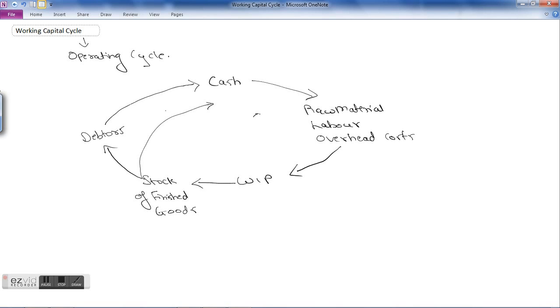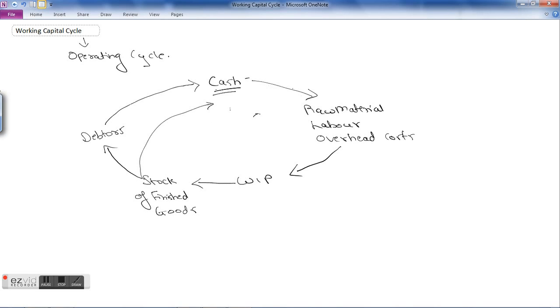So this operating cycle or working capital cycle is the time required to complete this cycle from cash to cash. If you look at it carefully, it indicates the length of time between the company paying for the material, entering into stock and then receiving the cash from sale of finished goods. The operating cycle consists of 5 events.